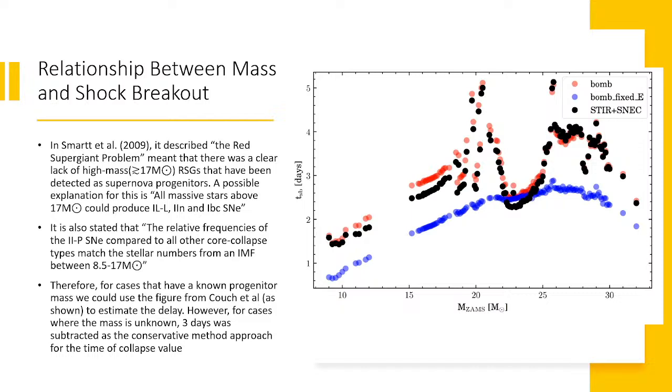However, if you don't know the mass of the progenitor, you can take a conservative approach where we use an upper limit of 17 solar masses, which corresponds to a 3-day delay that you would subtract from your data. This is because Smartt et al. talked about the red supergiant problem, which meant that any star over 17 solar masses was not really found in the local universe.